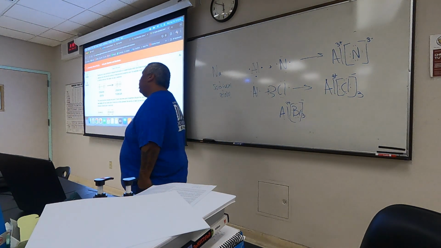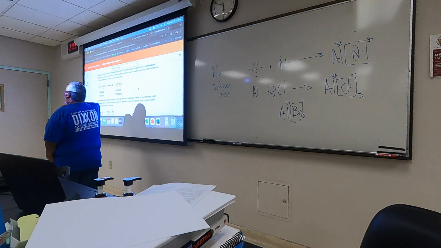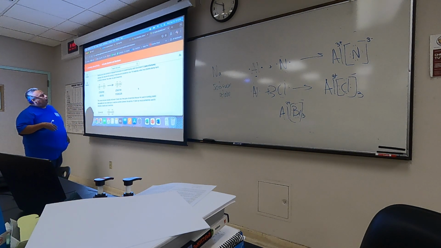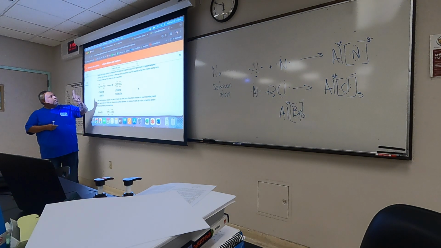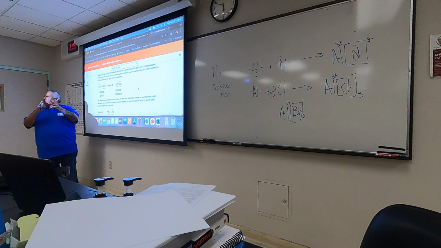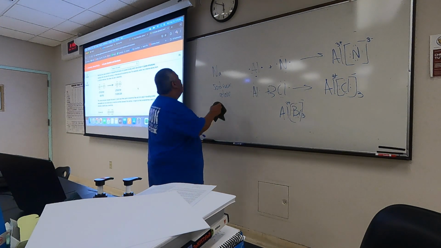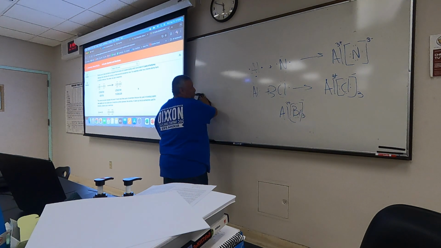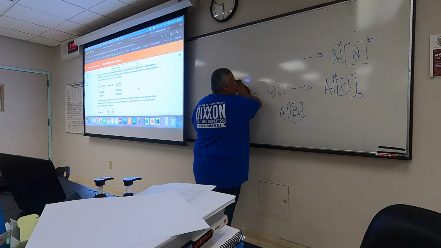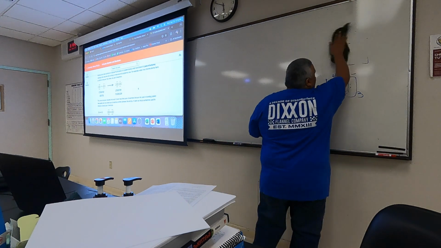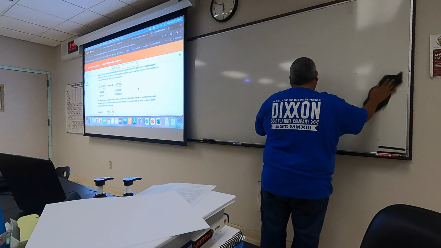So Lewis dot structures get more complex for covalent bonded molecules. Molecular compounds such as this, because they end up sharing. So we need to understand how to draw. There are rules for drawing Lewis structures for covalent bonded molecules.